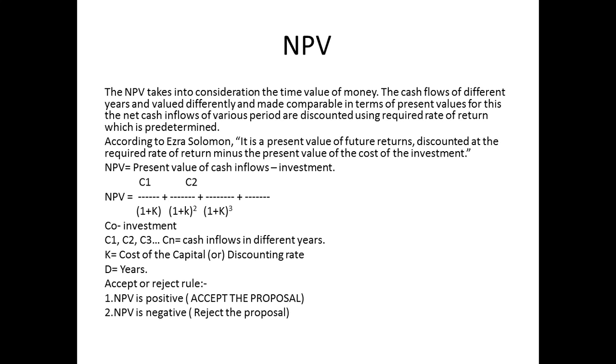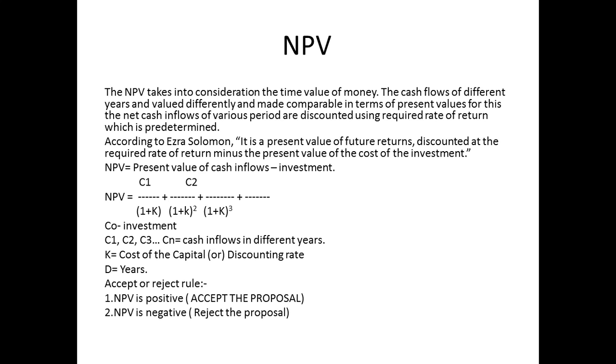NPV is equal to the present value of cash inflows minus the initial investment or cash outlay. So basically NPV is nothing but the present value of cash inflows minus the initial investment. Cash flows are divided by 1 plus k, k squared, k cubed, and so on. C1, C2, C3 are the cash inflows, and k is the cost of capital.